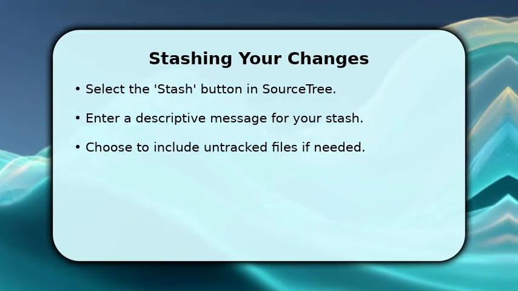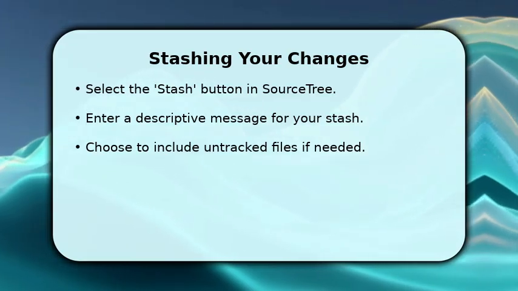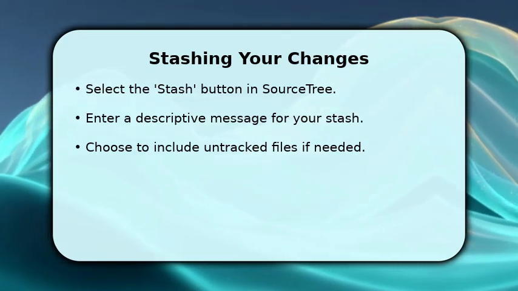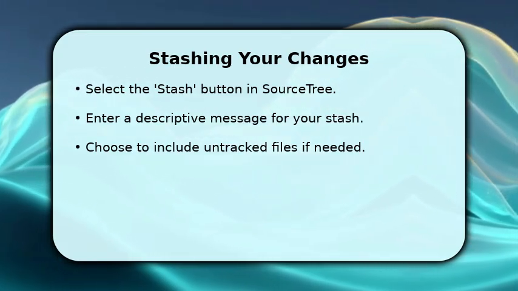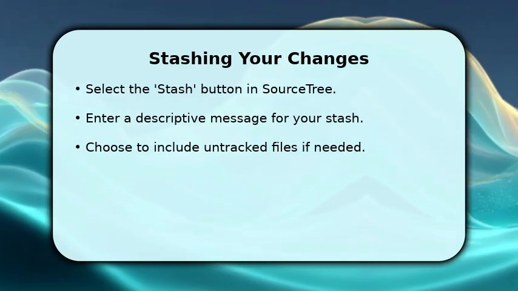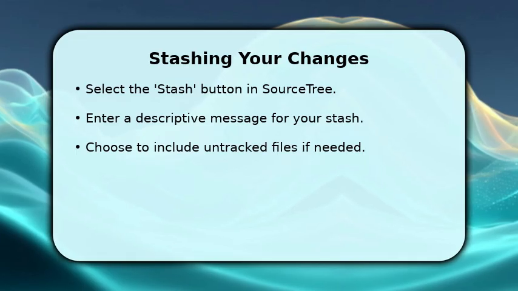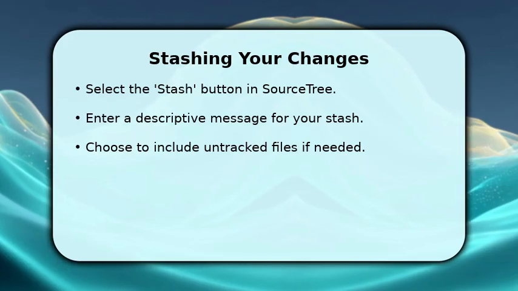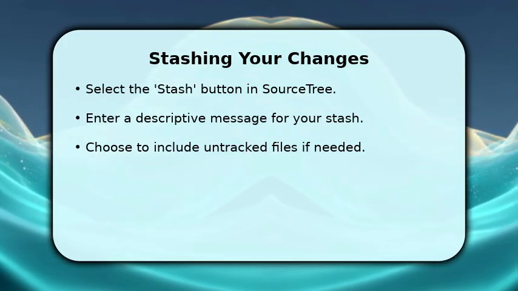Then, locate and click the Stash button in the Sourcetree toolbar. A dialog box will appear, prompting you to enter a message for your stash. It's a good practice to provide a clear, concise description so you remember what the stash contains. You also have an option to include untracked files, which are files not yet added to version control. Once ready, click Stash to save your work.